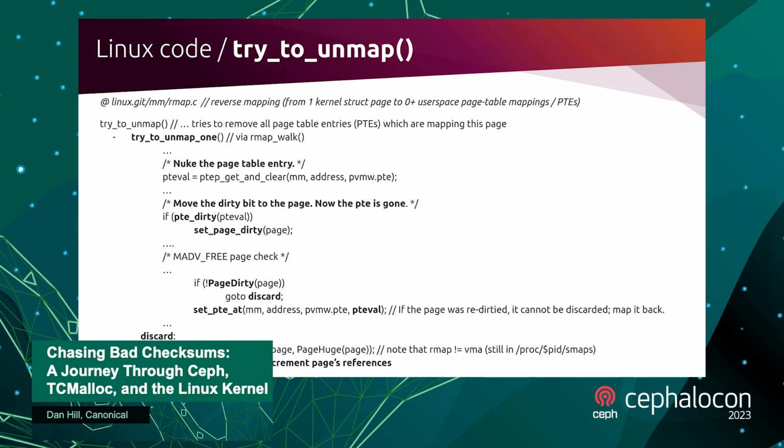And so this is where the code attempts to unmap. And this is also where the patch gets applied. So the key thing to note here is the page dirty. It checks to see whether or not the page is dirty, and that is the only thing that prevents it from unmapping the page.